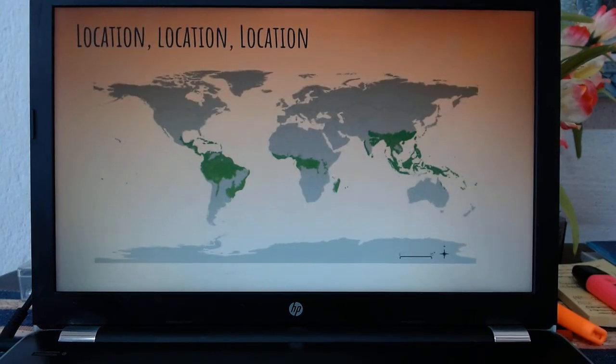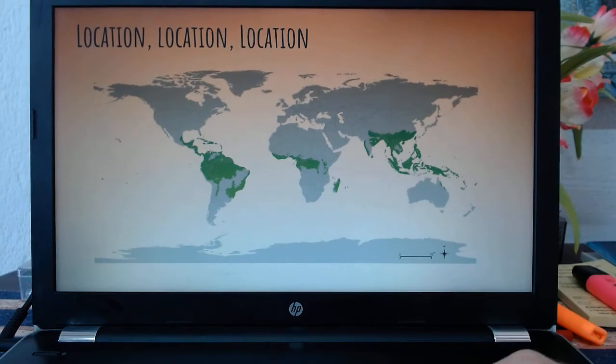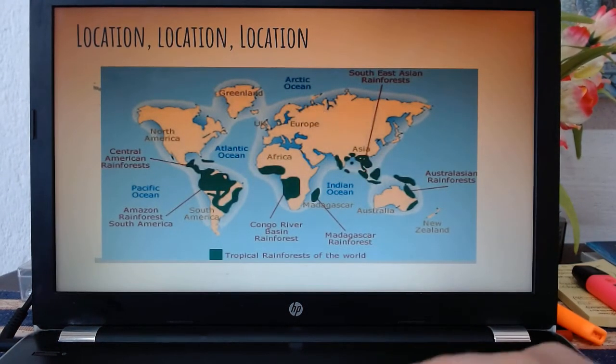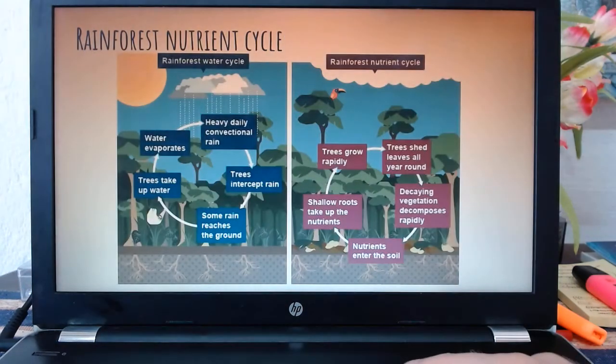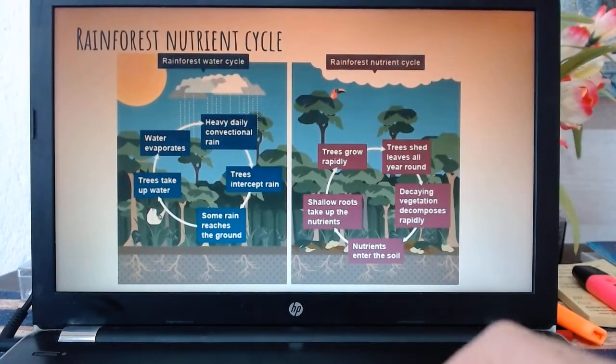We looked at our locations. Again, you'll have the equator running through the middle of all of this green. Again, some continent names to help you with that last assignment. Now, the first two things I would like to do under where you've headed up is these two little sketches. Rainforest cycles: we've got the water cycle and the nutrient cycle.